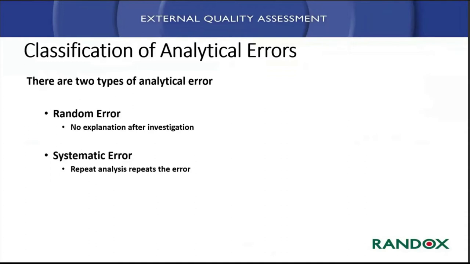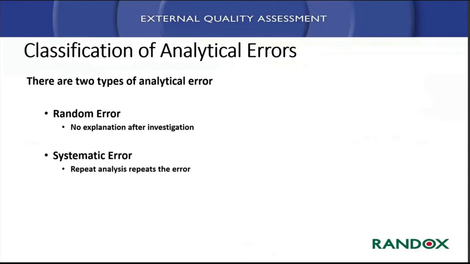So whenever we look at analytical errors, I'm sure we're all very familiar with the two main ones, random error and systematic error. Random, to say that there's no explanation after investigation isn't necessarily correct, because sometimes we do find out what the reason is for the random error after we do the investigation. But what we're really trying to say here is that it is not consistent. So really what we're looking at here is systematic errors, where you have a consistent bias that is caused outside of repeatability, where you're repeating the analysis.